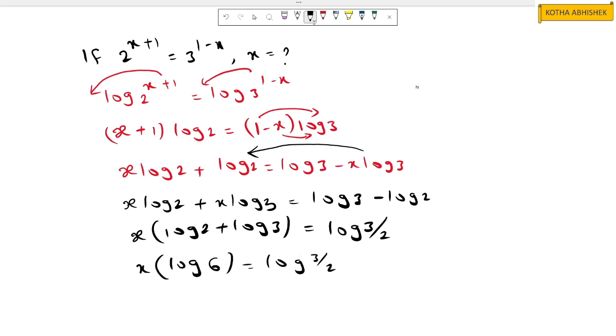Now we need to find out the x value, right? So the entire this I will take to the right side. So x is equals to log 3 by 2 divided by log 6.